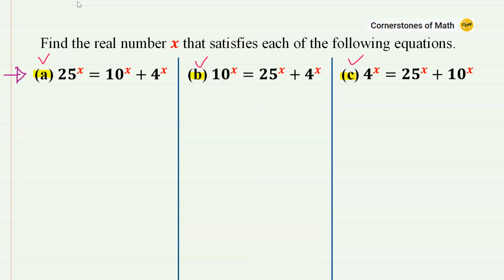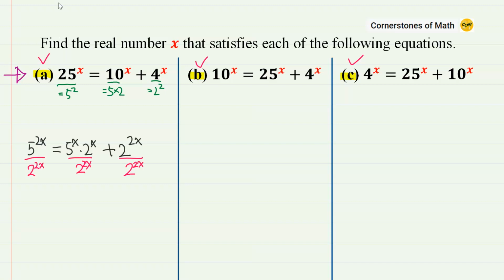Okay, so the first one, notice that 25 equals 5 squared, 4 equals 2 squared, and 10 equals 5 times 2. So we can write 5 to the power of 2x equals 5 to the x times 2 to the x plus 2 to the power of 2x. And now, let us divide both sides with 2 to the power of 2x.